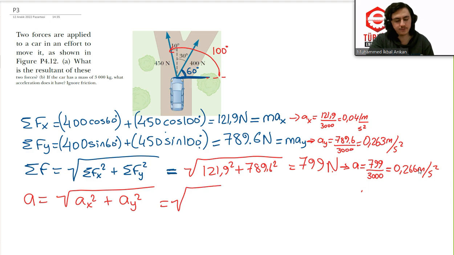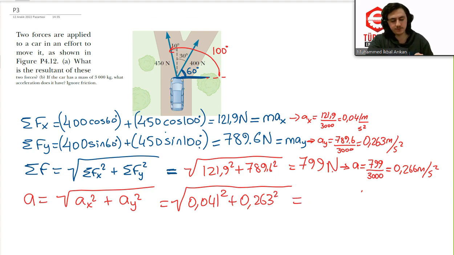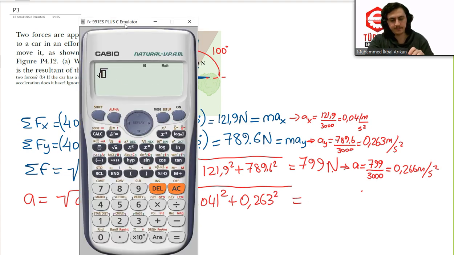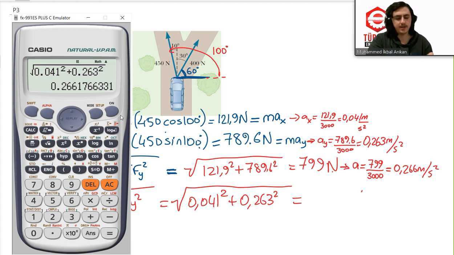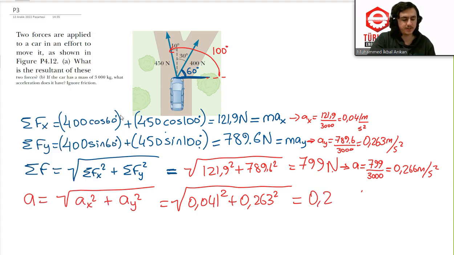So let's try here to get the same solution, but in another way. So here I will get the square root of acceleration in x squared plus acceleration in y squared. So 0.263. Acceleration in x, which is this one, squared plus. As you see, I got the same solution, 0.266 meter per second squared.